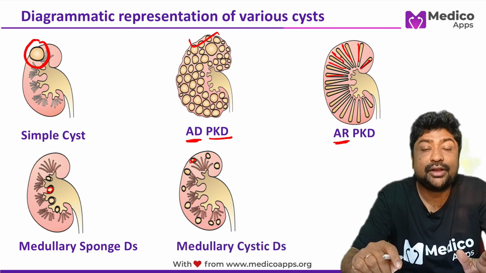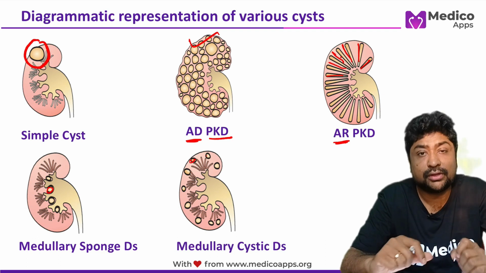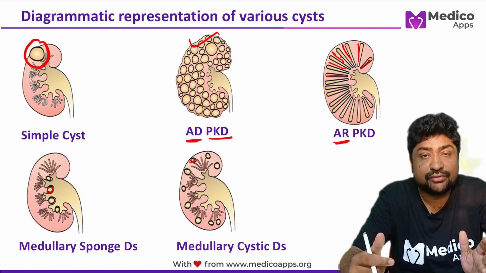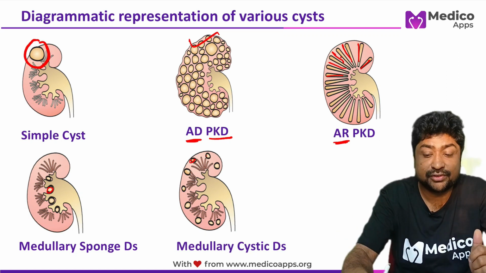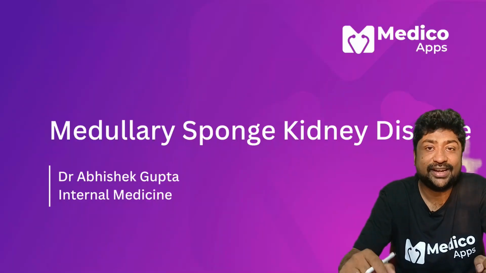All these are very important, and essentially we will look at each one of them one by one: their pathogenesis, their clinical features, how we investigate, and what investigative findings you see in each one of them. Now let's look at medullary sponge kidney disease.